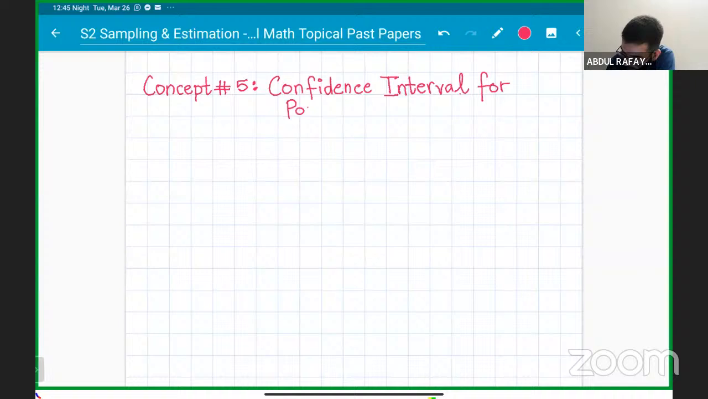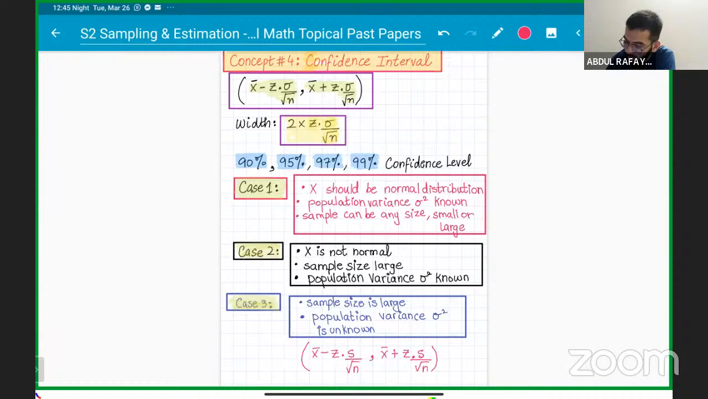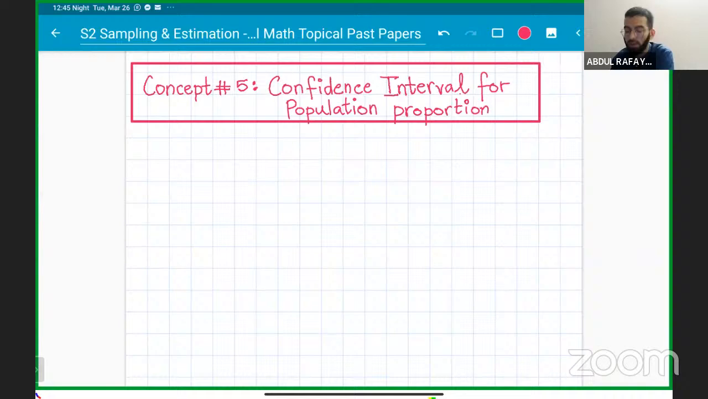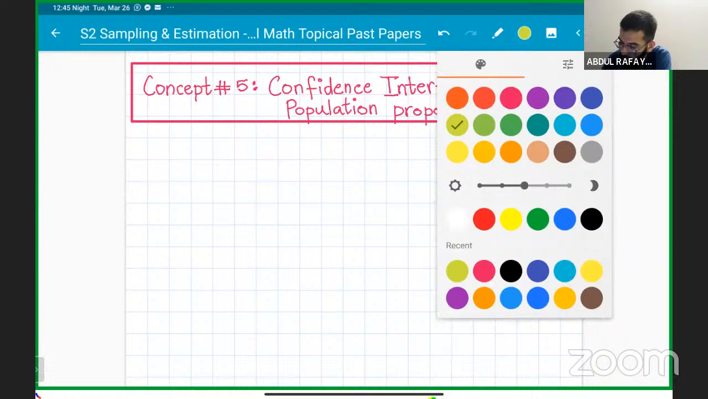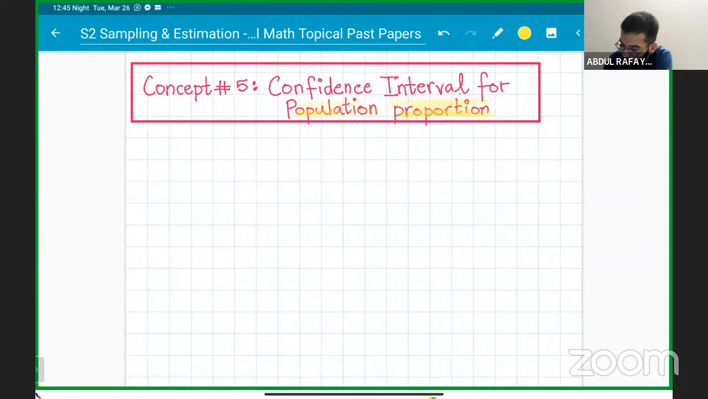So we have the confidence interval for the population proportion, which means the binomial distribution will come into existence here. This is concept number five, which is completely a different concept, but again the concept from confidence interval will be applied here, but here we are going to talk about the population proportion. I'll give an example of how we are going to find the confidence interval for the population proportion.